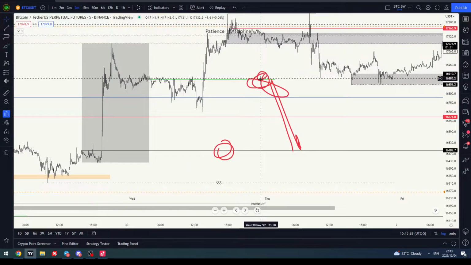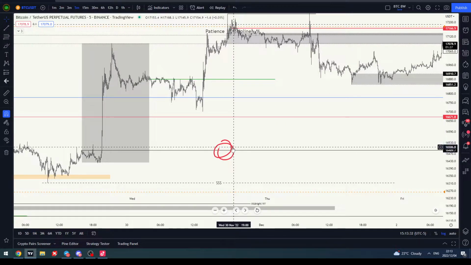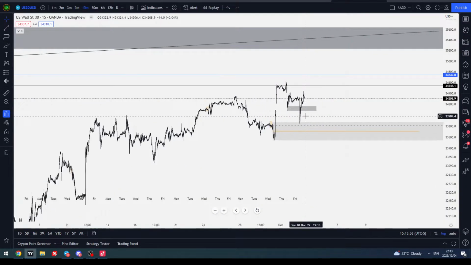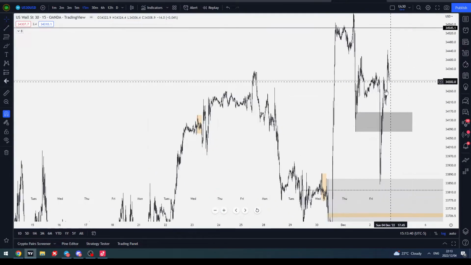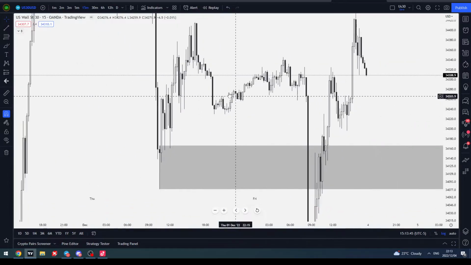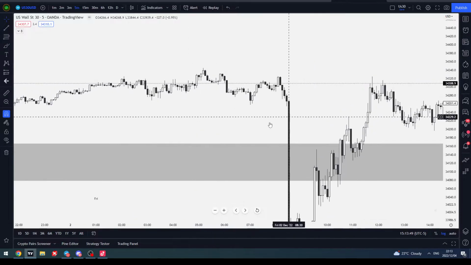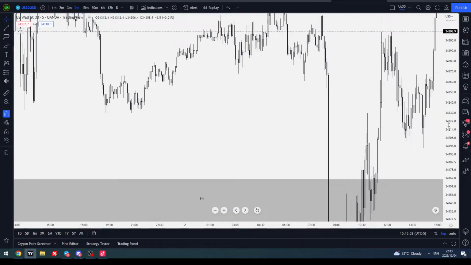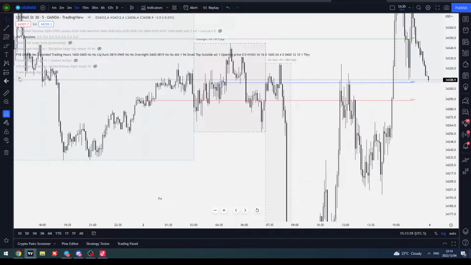Now I'm going to show you an example from last week on something else. US30, right? And we were, let's look at here, 5 minute. Now I think I have an indicator for this already. Let me see if it works. Here we go.